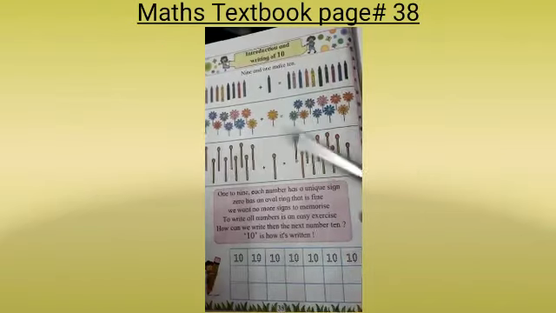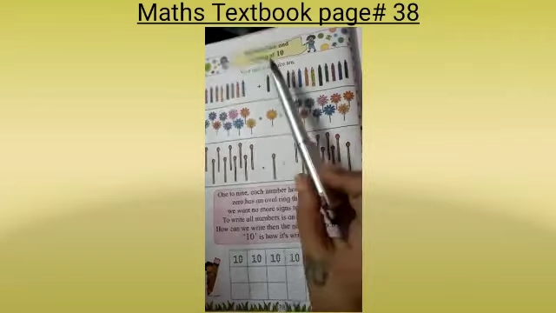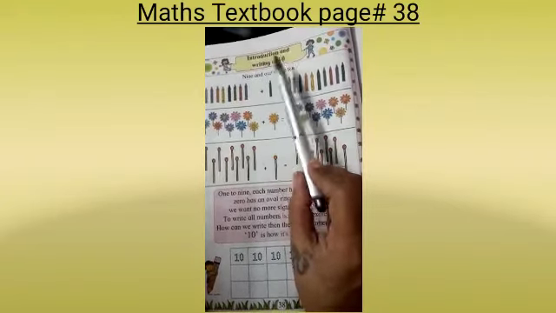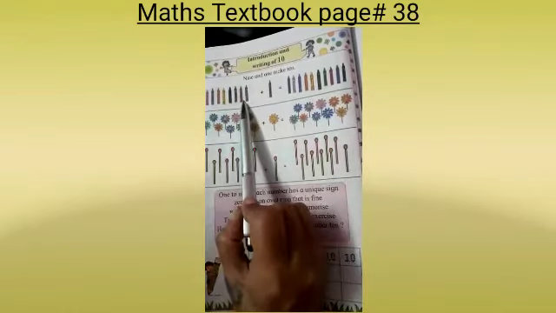Children, open your page number 38. See the lesson, Introduction and Writing of 10. 9 and 1 make 10. Now children, count the crayons. How many crayons are there?